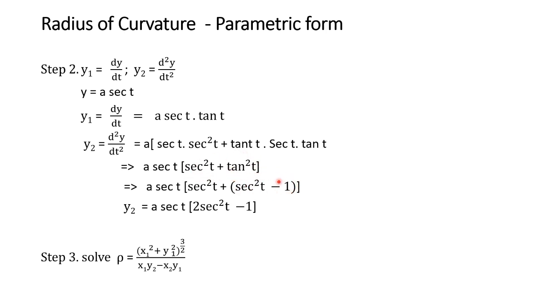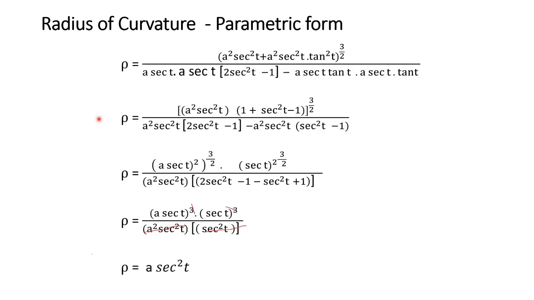Here a square secant square t is common, taking it out, we get 1 plus tan square t, which is written as sec square t minus 1, whole to the power 3 by 2. In the denominator, a secant t and a secant t will become a square secant square t times secant square t minus 1, minus here, tan square t can be written as secant square t minus 1, so we get a square secant square t times secant square t minus 1. Simplifying we get rho is equal to a secant square t.